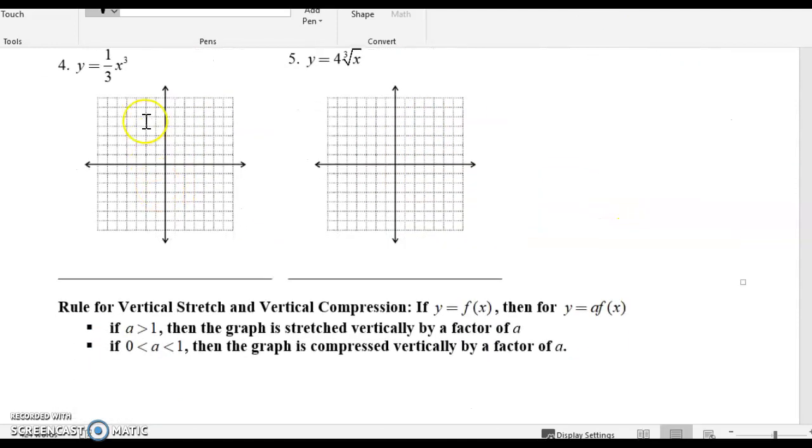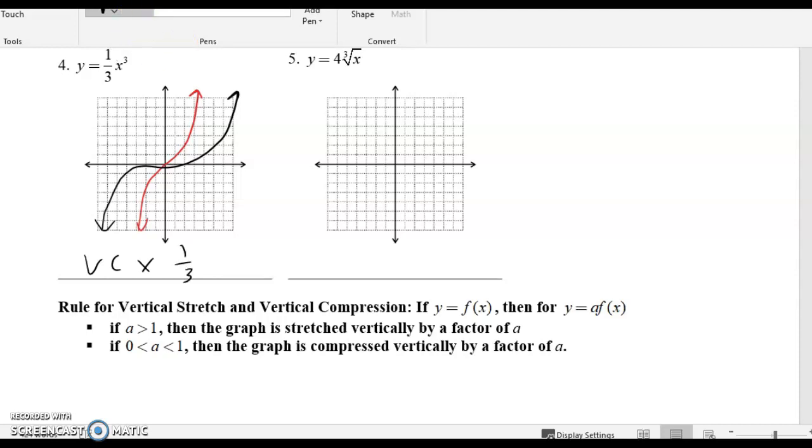Here we go here. We got our cubic function, so we got to go with our cubic parent graph. Cubic function parent graph. Let's say it looks like this. Here's my parent graph. This is going to make the graph grow slower, so it's going to be bowed out. It's going to grow slower. That's a vertical compression by 1/3.